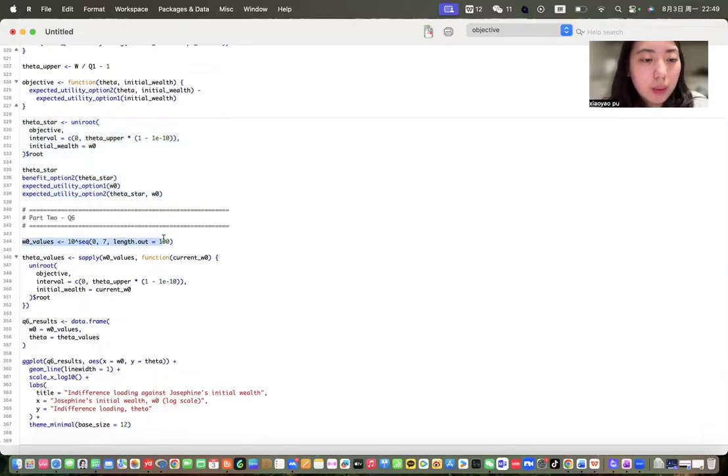And then I will talk about question 6. This creates a wide range of initial wealth values. The seq function generates 150 evenly spaced values on the log scale, and exp transforms them back to dollars. The logarithmic spacing gives detailed coverage across both small and very large wealth levels.